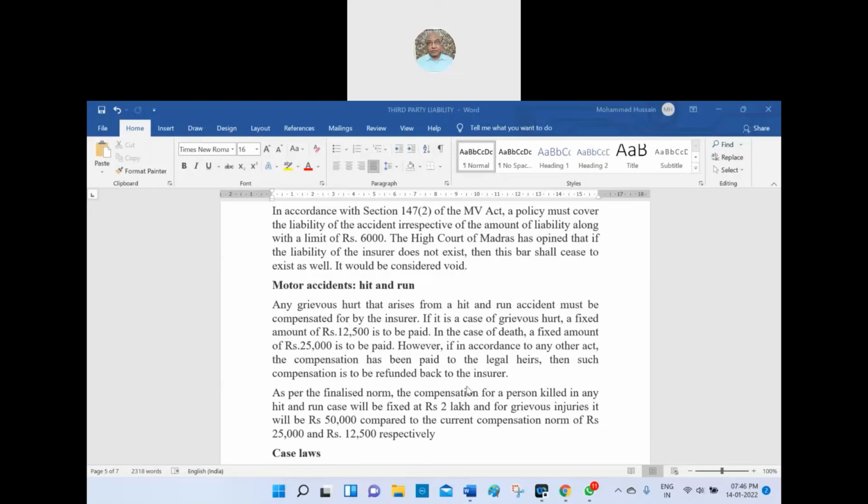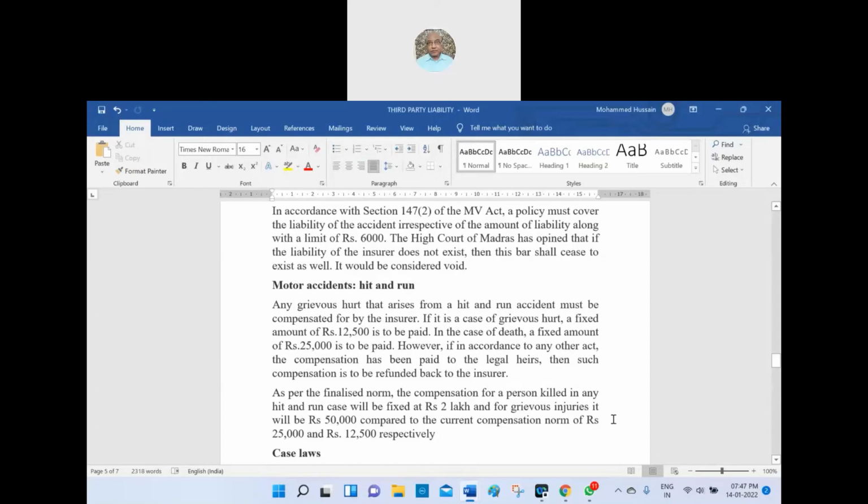As per the finalized norms, the compensation for a person killed in hit and run cases. See, in hit and run cases, nobody knows who hit and who ran away. At that time, the fixed amount is 2 lakhs for death, and 50,000 for grievous injuries, compared to the earlier compensation of rupees 25,000 and 12,500. Now it is increased to 1 lakh or 2 lakhs in case of death for a car. In case of bodily injury for a motorbike, it is 50,000.